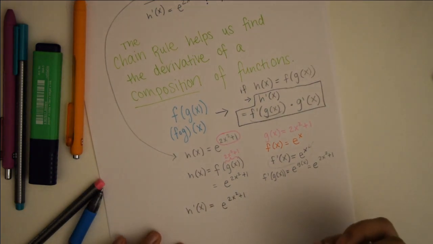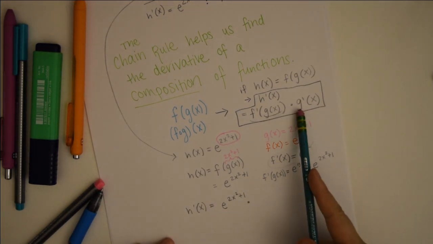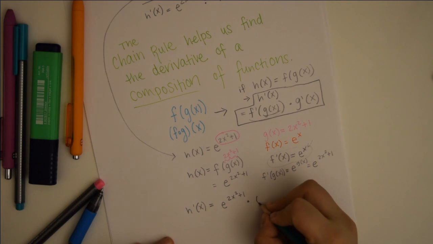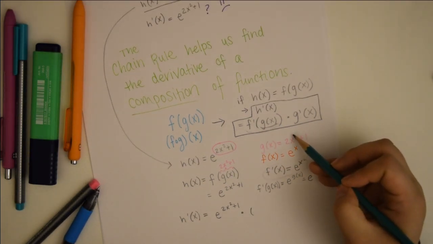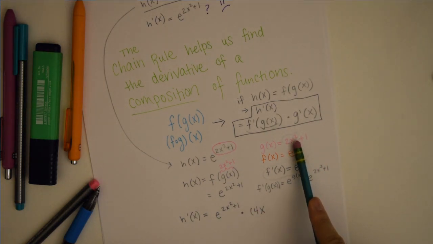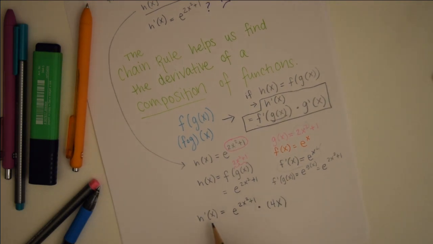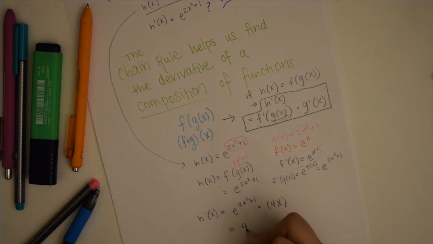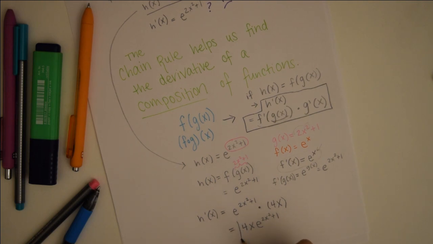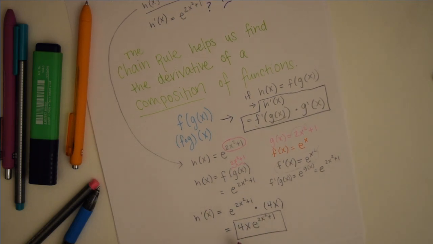Then I need to multiply by g prime of x, which is, what's the derivative of 2x squared plus 1? You remember this, you bring the 2 down, so 2 times 2 is 4x, and then decrease the exponent by 1, so just 1, and then plus 1 prime is 0. That's it. And this is my answer, and so I can just rewrite that, moving this in front of the e to avoid any algebraic errors, and that's my answer: 4x e to the 2x squared plus 1.